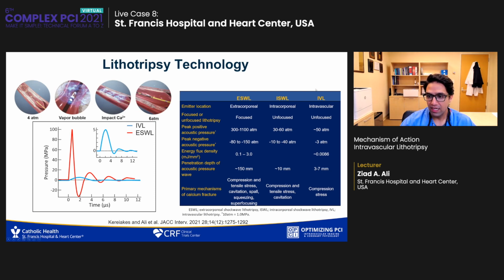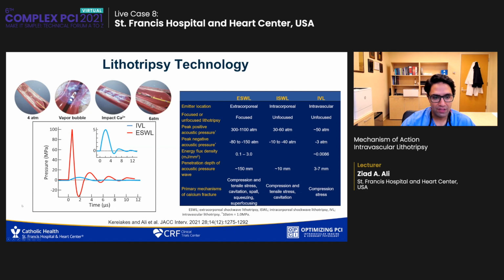The most important point is that intracorporeal shockwave lithotripsy and intravascular lithotripsy are much more similar. And the reason is you can get the catheter very, very close to the stone or the calcium in both situations. The peak pressure is about 50 atmospheres. The negative pressure in IVL is very low. That's important. Your depth of penetration is 3 to 7 millimeters, and the compression stress is the predominant force.